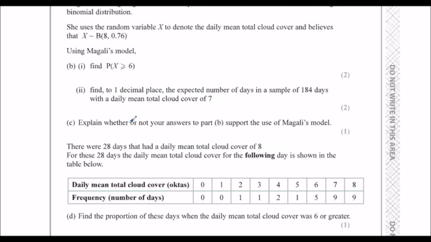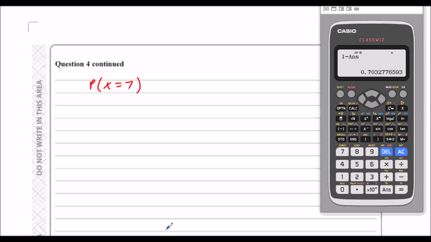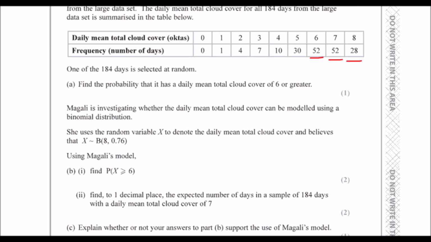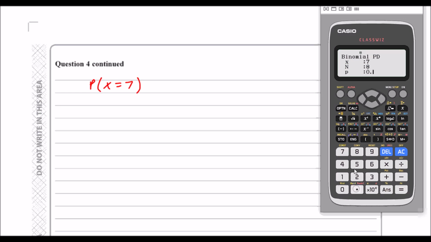And the second part to part B, find to 1 decimal place the expected number of days in a sample of 184 days with a total cloud cover of 7. So we want a 7 this time. So the probability x equals 7. So back to our distributions and binomial probability distribution, variable. So x is 7, n is 8, and the probability was 0.76. We've got 0.28.